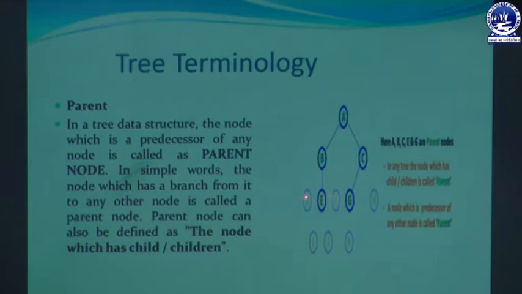So the parent node for the D, E, F nodes is node B. The parent node is also defined as a node which has a child or children. Another definition of parent node is that if a node has a child node, then that node is considered the parent node. In this case, it is the predecessor node of D, E, F. So we can say these are the child nodes of this parent node B. Similarly, B and C are the child nodes for the parent node A. So this is about parent node.